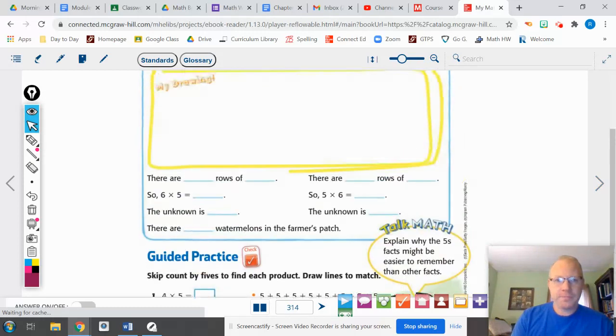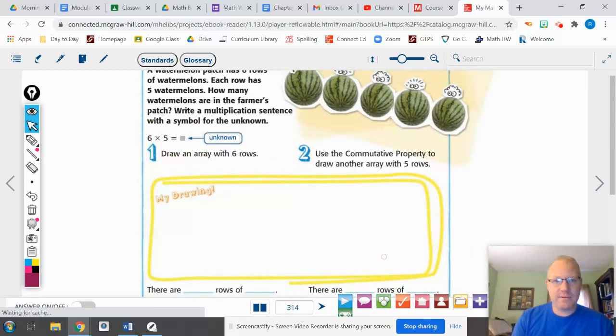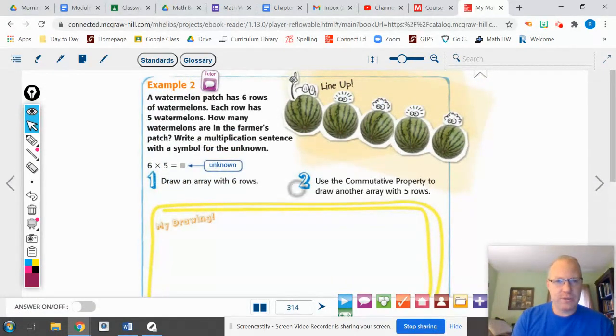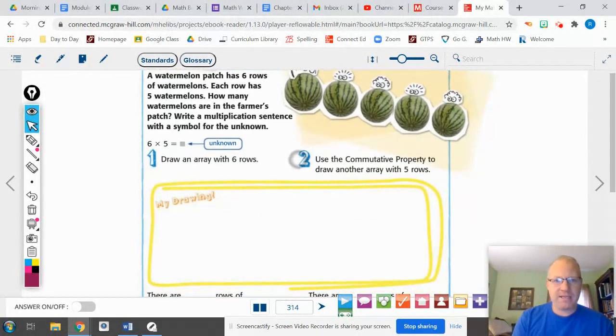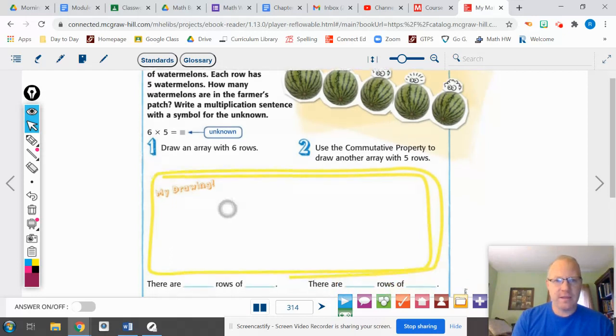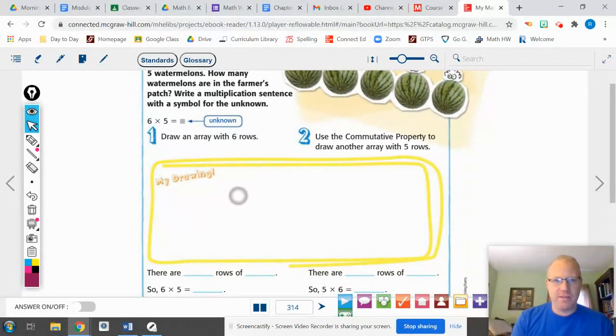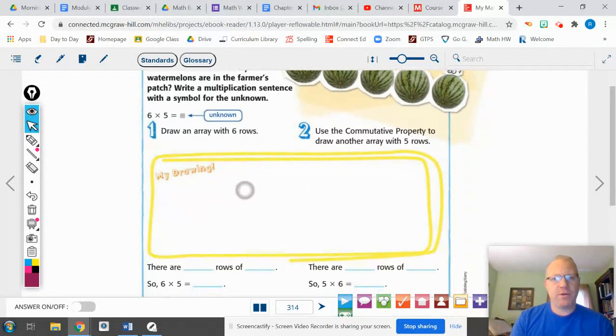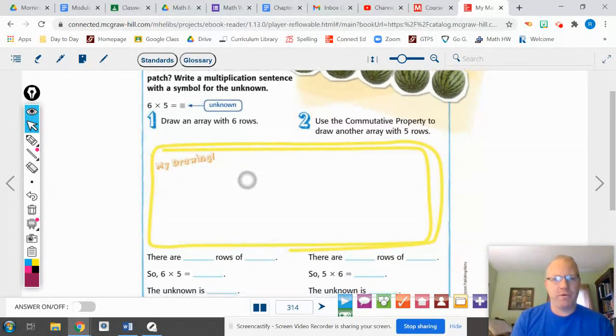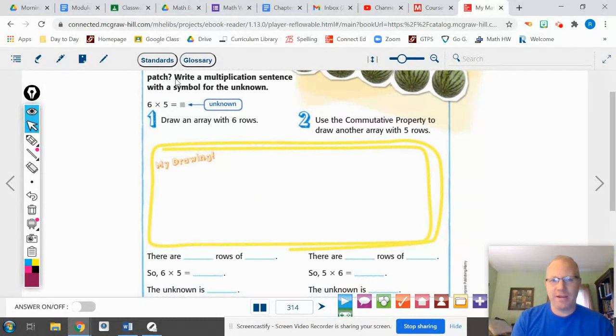Moving on, we are looking at example number 2. A watermelon patch has 6 rows of watermelons. Each row has 5 watermelons. How many watermelons are in the farmer's patch? Write a multiplication sentence with a symbol for the unknown. Now, they already did that for us: 6 times 5, with a symbol, the little square, for the unknown.